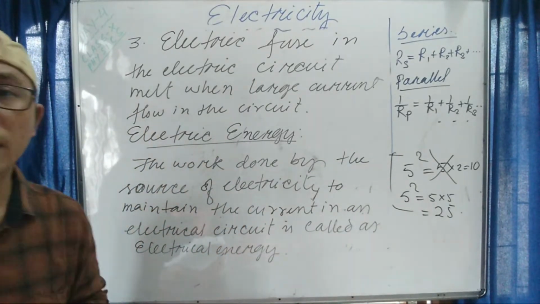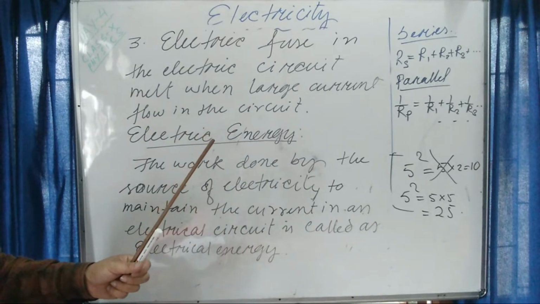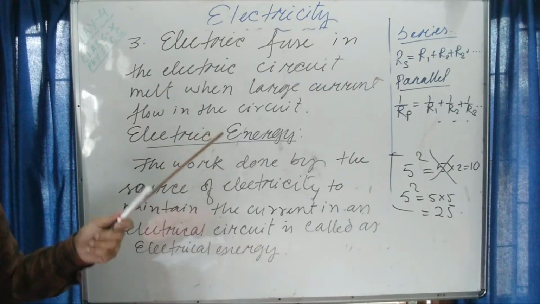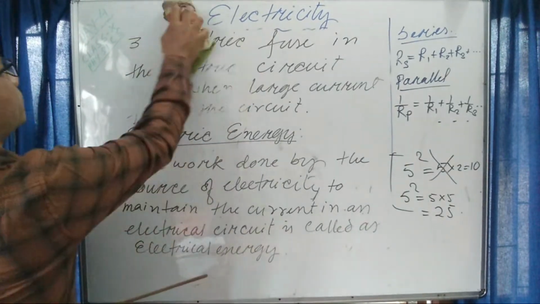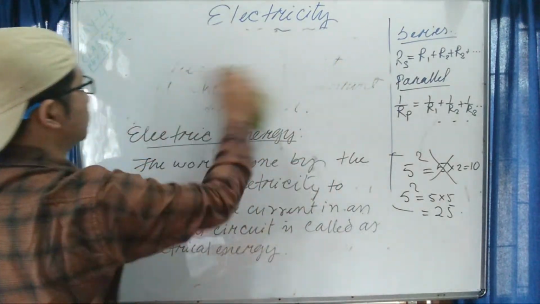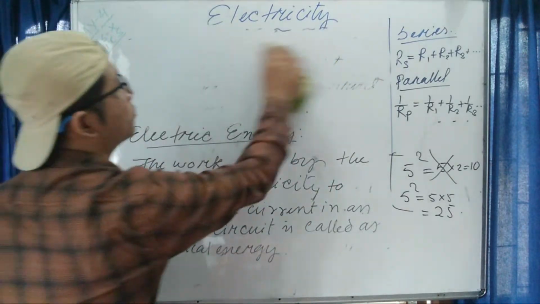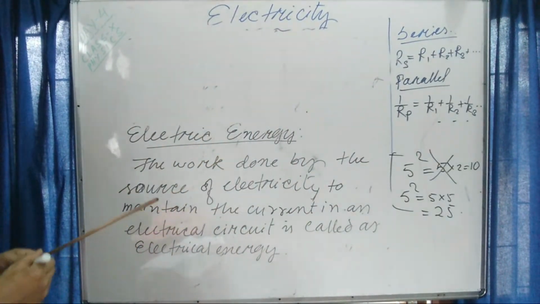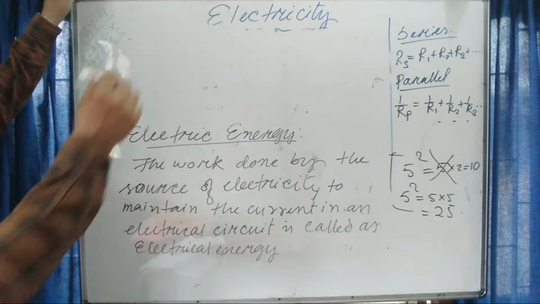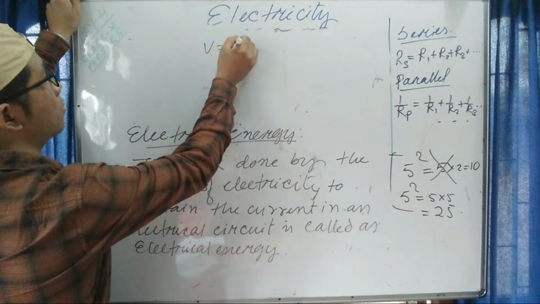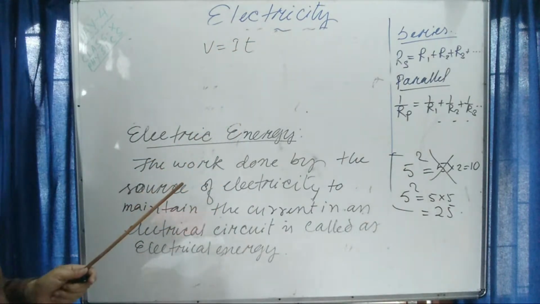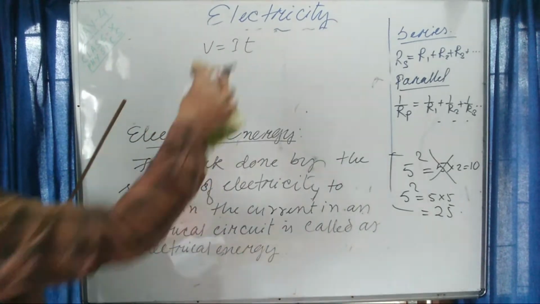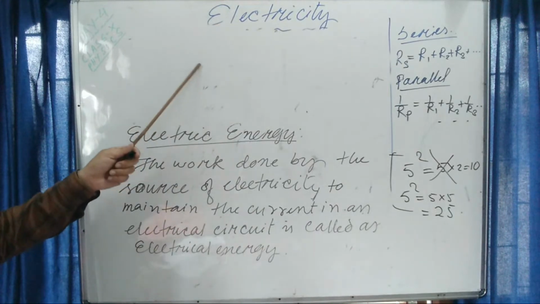Let us continue the class again. Rebecca is there. Then we are going to come here, that is the unit of work done, which we have already understood. From here I am going to produce the equations of electrical energy. We already know that here V is equal to IT. Just go for another equation, otherwise this will be confusing again.